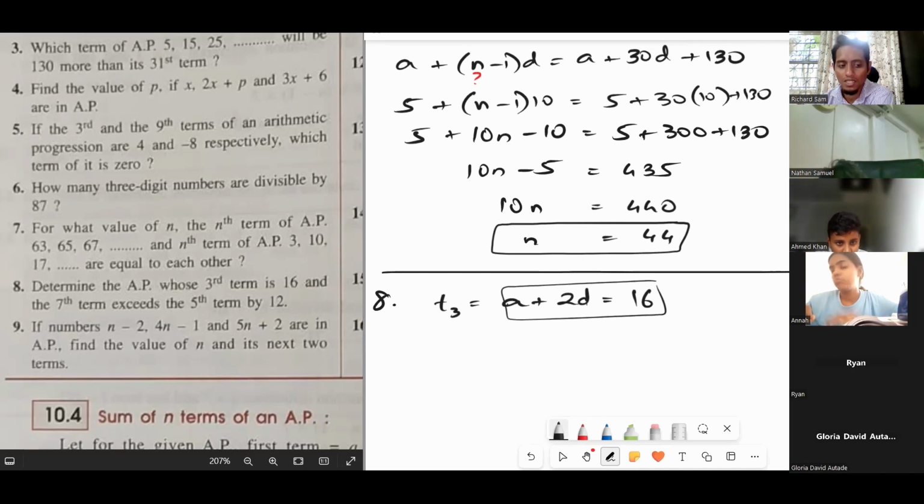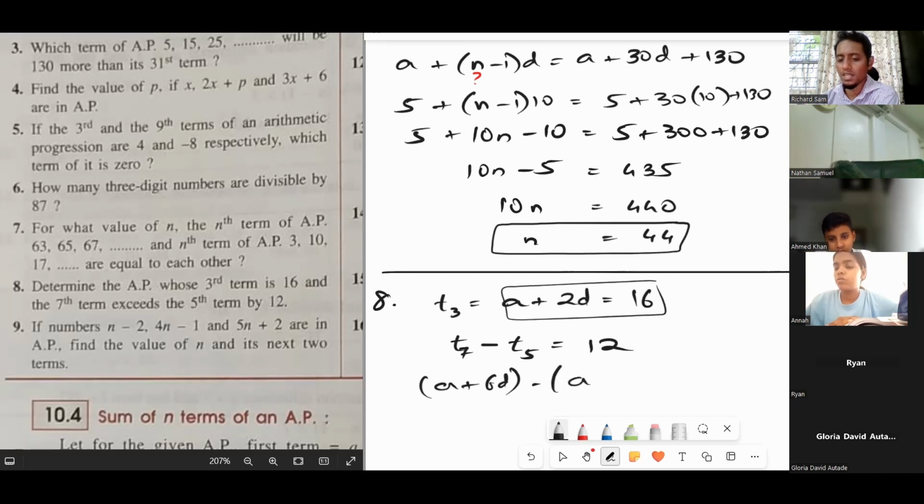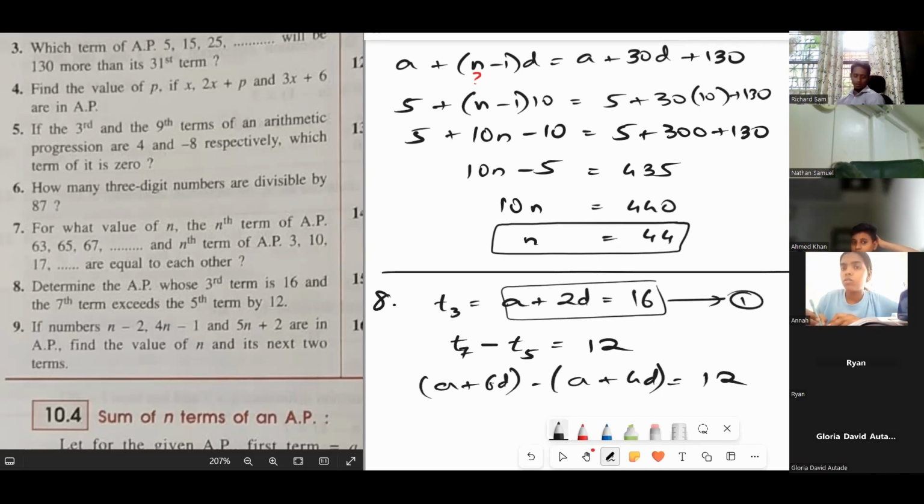So that means the seventh term is bigger than the fifth term. If you subtract the seventh and the fifth term, you will get 12. That means T7 minus T5 is equal to 12. T7 means A plus 6D, minus T5, which is A plus 4D, is equal to 12. Simplify that, you'll get your second equation. Then simultaneously solve both the equations, you'll get your answer. Okay, solve it fast, everyone.